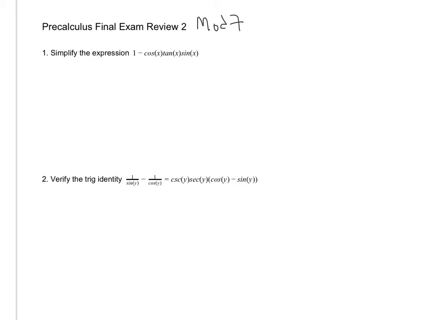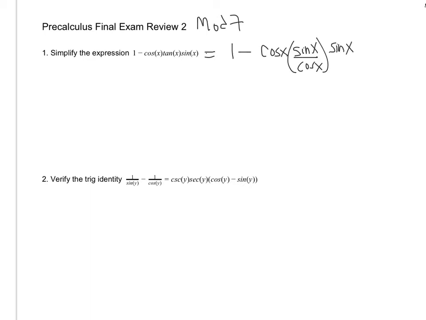So the first one says, simplify the expression 1 minus cosine tangent sine. I want to try to make it simpler. Whenever we're trying to simplify identities and such, we try to write everything in terms of sine and cosine. If you remember, tangent is sine over cosine, and that's one of our identities you can see on your reference page. So 1 minus cosine times sine over cosine times sine x.